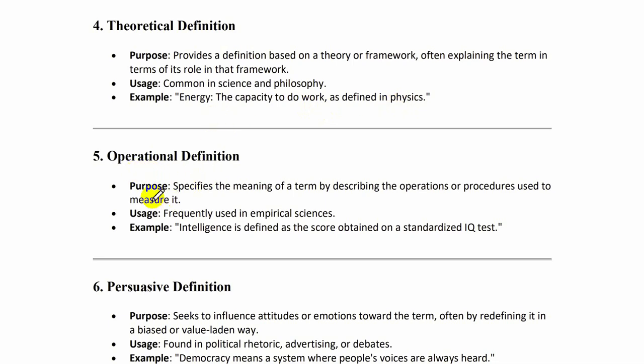Operational definition specifies the meaning of a term by describing the operations or the procedures used to measure it. Frequently used in empirical sciences. Example, intelligence is defined as a score obtained on a standardized IQ test. So if we can measure it or if we need to measure it, then it is operational definition.